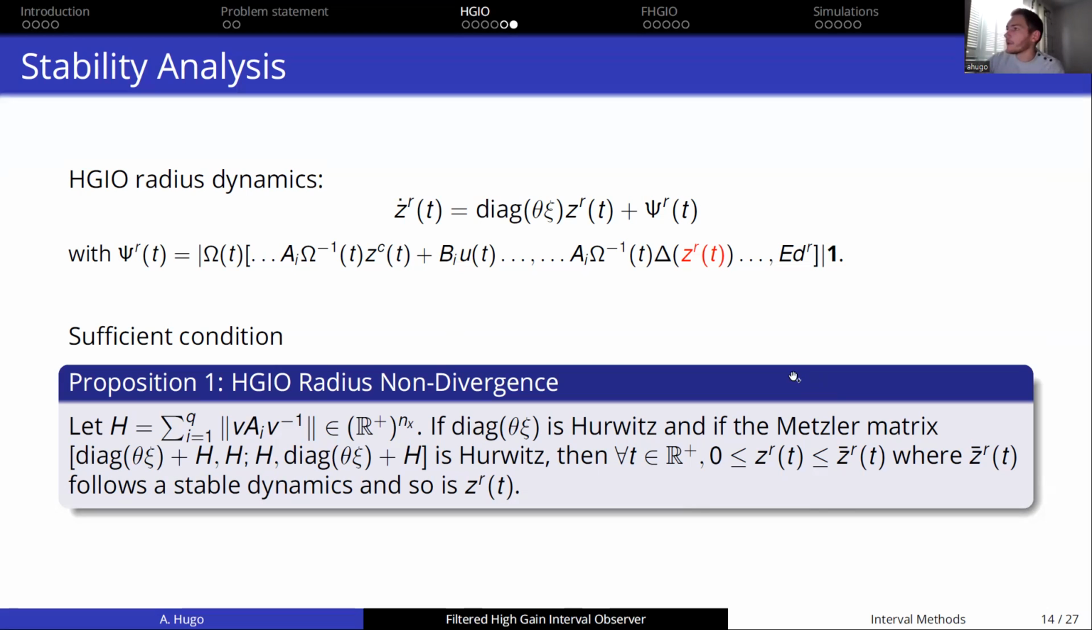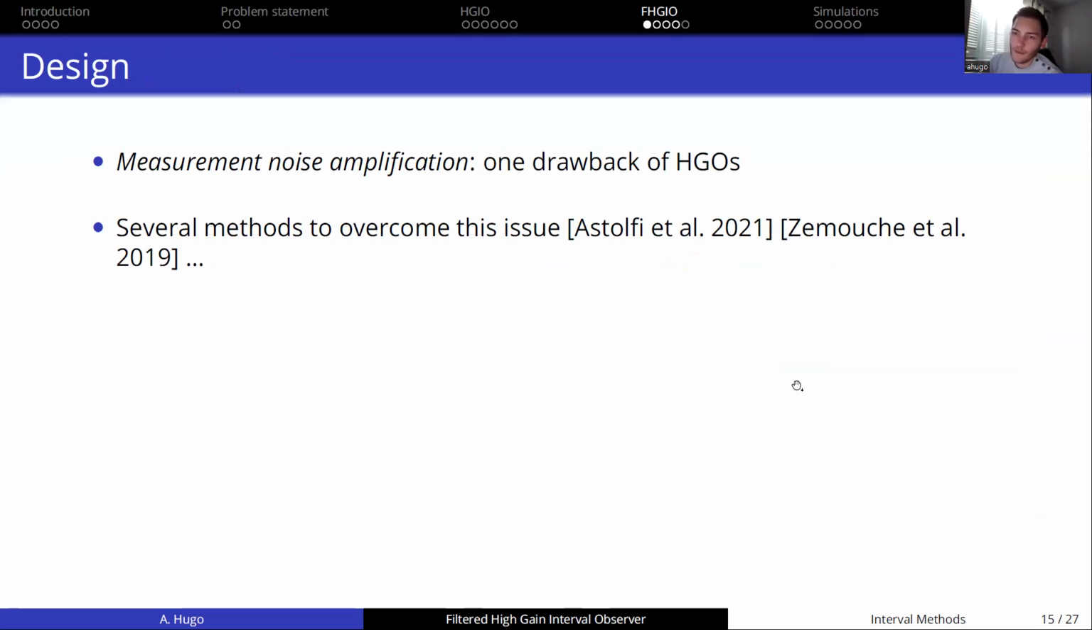Okay, so I will now move to the presentation of the filter eigen interval observer. As we know, and as I talked about in the introduction, one of the main drawbacks of eigen observers is the measurement noise amplification. And so there has been a lot of work in the literature to deal with this issue. We can, for instance, cite Astolfi, who used LMI techniques to reduce the maximum power of the eigen parameter in the designs. And we can also cite another type of approach, the use of a filter, as done by Zemouche.